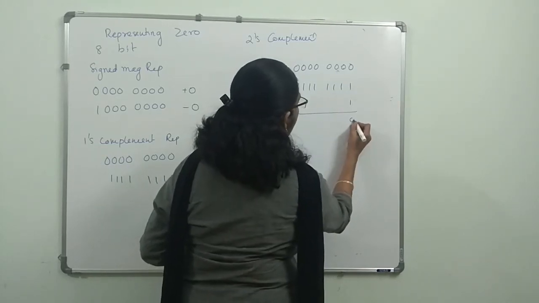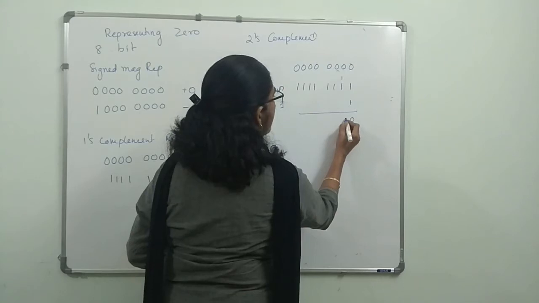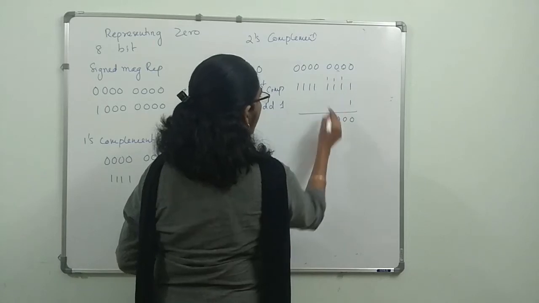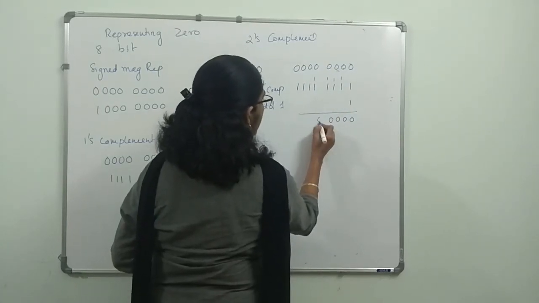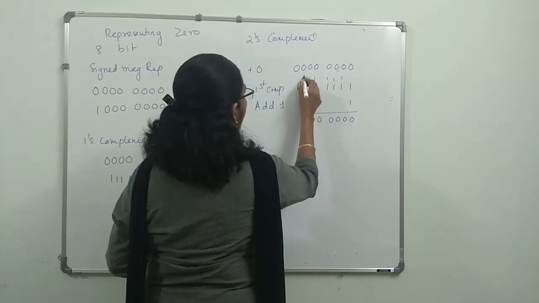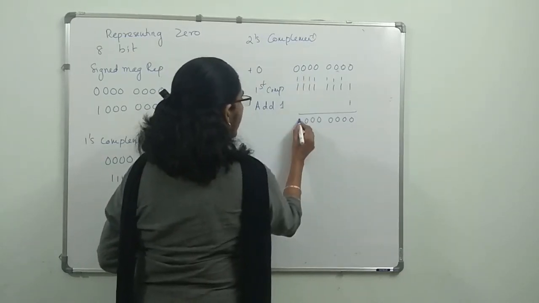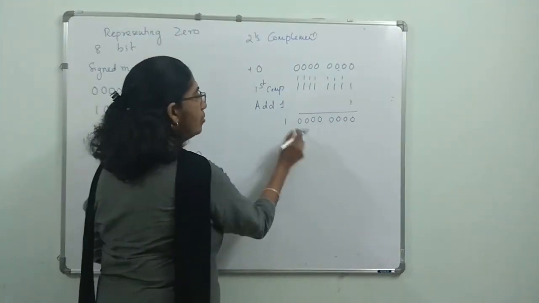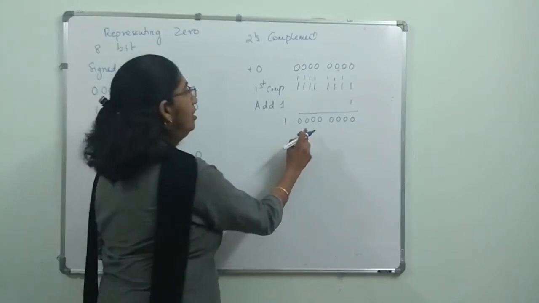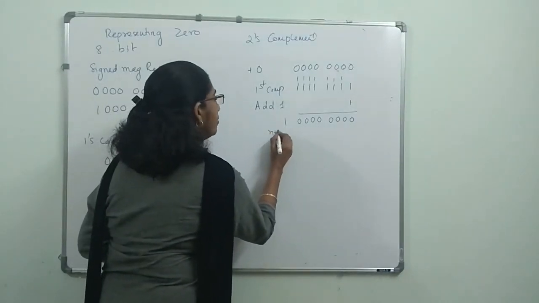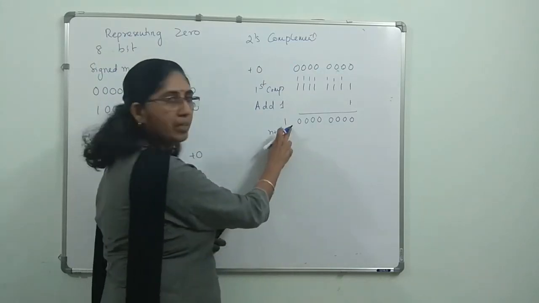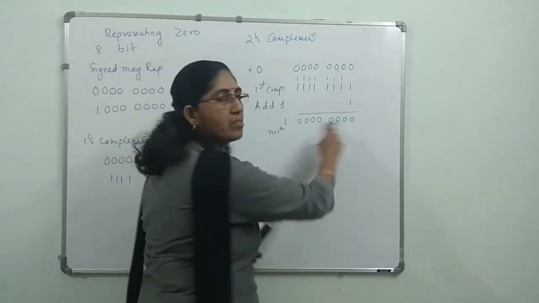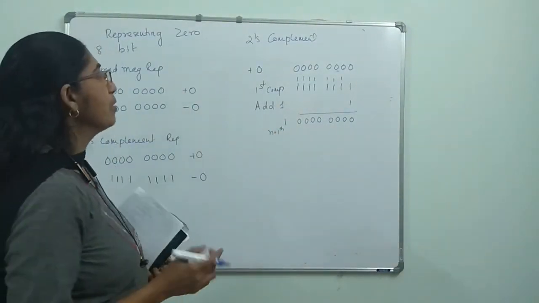When you add 1, what is happening? 1 plus 1 is 0, carry 1. 1 plus 1 is 0, carry 1. Again 0, carry 1, again 0, carry 1, again 0. This carry goes out of this 8-bit representation. It is coming in the n plus 1th bit, so we need not consider this. So in the 2's complement representation, plus 0 and minus 0 have the same value. There is no difference between plus 0 and minus 0.